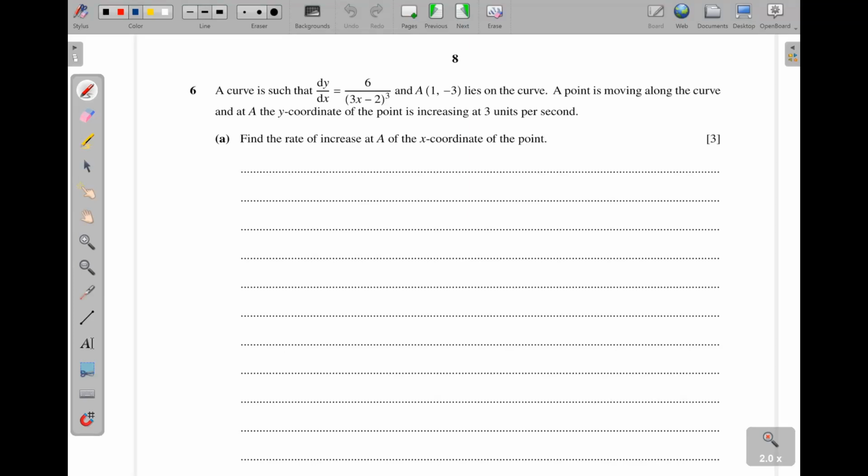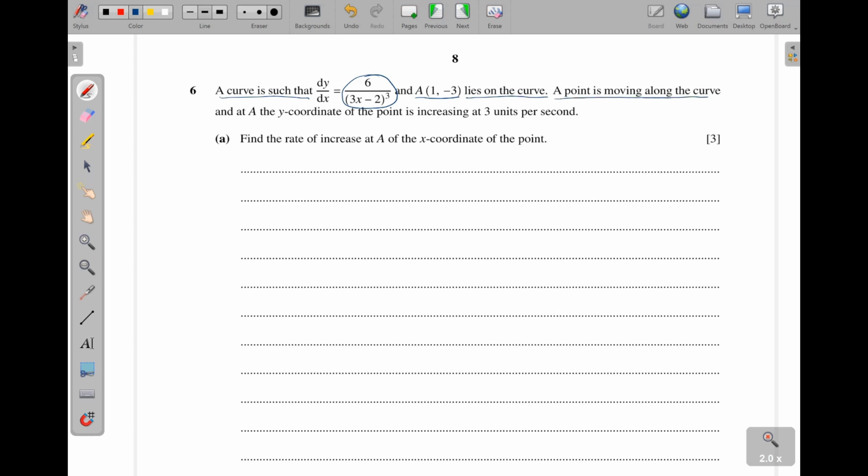Question 6. This one is coming from application of differentiation, yes, connected rates of change. A curve is such that dy/dx is equal to 6 over (3x minus 2) cubed, and A (1, negative 3) lies on the curve.